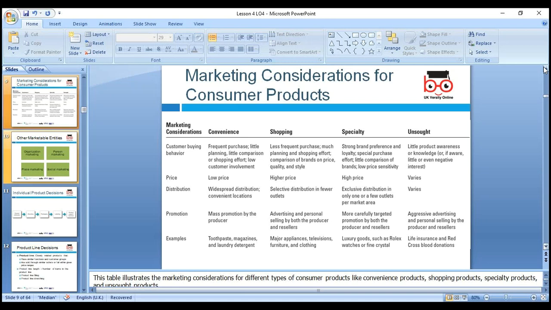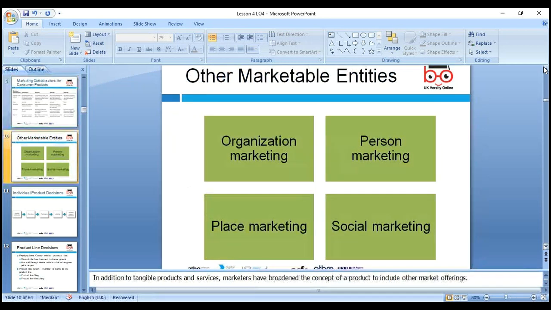High price is normally where those products come under, with social purchase effort, little comparison of the brand, and low price sensitivity. For high price we normally use luxury products such as Rolex watches, exotic products, life insurance, Red Cross, blood donation. So these are different sorts of products and services which, as a company, we are offering.